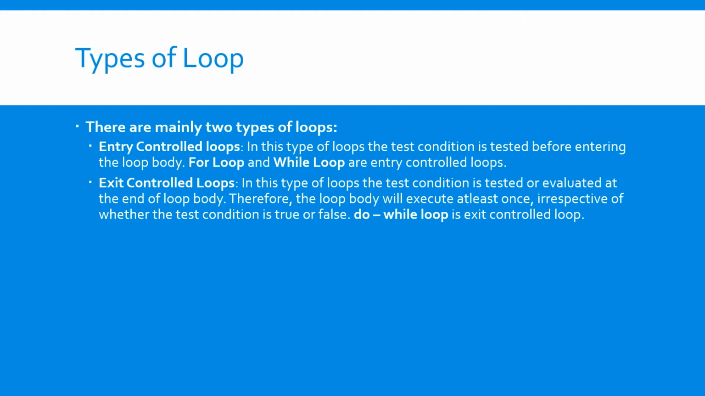The exit control loop is the type of loop that evaluates the condition at the end of the loop body. Therefore, the loop body will execute at least once, irrespective of whether the test condition is true or false. The exit control loop is the do while loop.